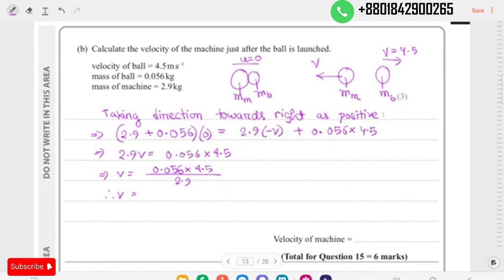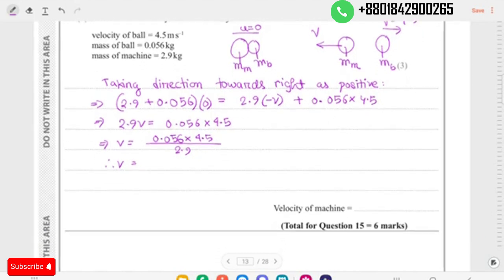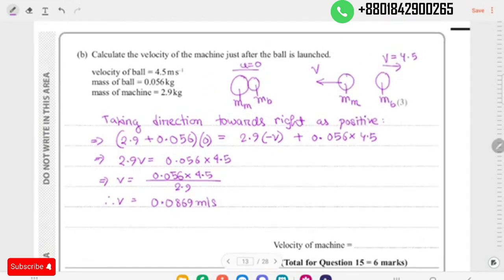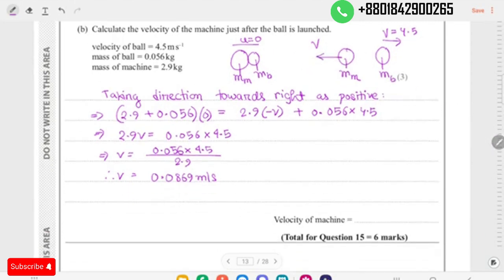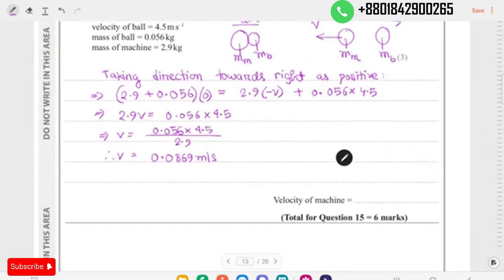So you finally get the velocity of your machine as 0.0869 meters per second. Also, as we assumed the direction towards right is positive, we also assumed that the machine would move towards the left, right? And according to our assumption, that is correct. That's why we found our answer to be positive.